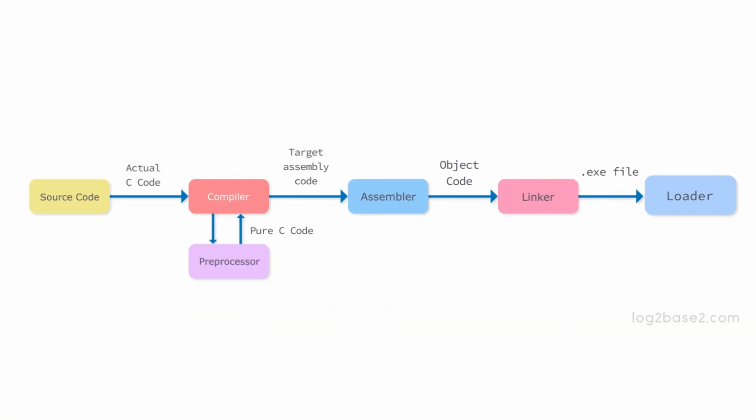So let us just quickly revise this whole process. The source code is sent to the preprocessor. Preprocessor makes it the pure C code and then this pure C code is sent to the compiler and the compiler converts it into the assembly code and then the assembly code is sent to the assembler. The assembler takes the assembly code and converts it into the object code and the linker takes the unresolved object code and converts them into an executable file and the loader loads the executable file into main memory and prepares it for execution.